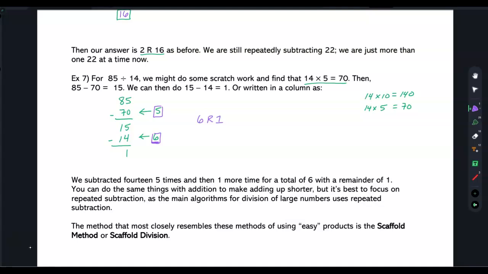You could technically do this with repeated addition too, but since division is subtraction, we're going to focus on repeated subtraction. But you can see this is a really good method. This is the same thing as repeatedly subtracting a number. It's just speeding it up a little bit. It's a little bit faster. And this is actually going to lead us into our next method.